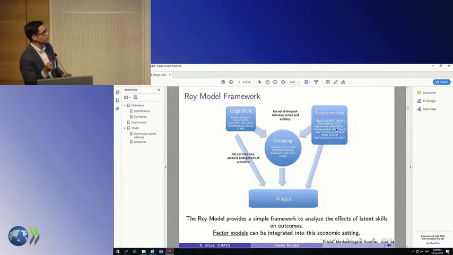Those factor models are used to identify the impact of abilities on education and then education on earnings or wages, taking into account the fact that these unobserved factors should be affecting everything: your schooling decisions and your labor market outcomes. So factor models can be integrated into this economic setting.